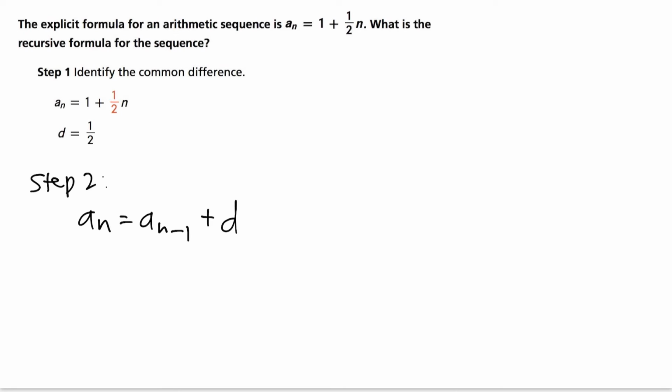So to write the recursive formula, all we have to do is just take that common difference of 1/2 and put that in for D. So my final answer should be a sub n equals a sub n minus 1 plus 1/2.